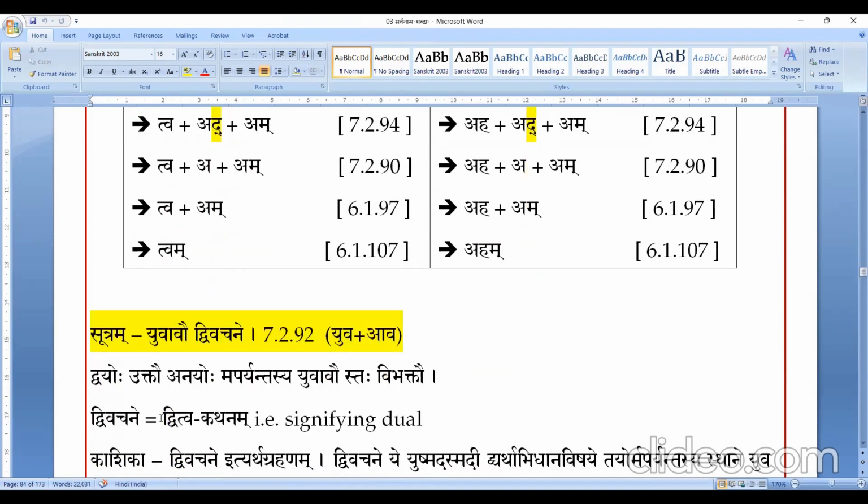Now, other Vibhakti and Vachana we'll see. Yuvavau Dvivachane. Dvayoho Uktau Anayoho Ma Paryantasya, Yushmad and Asmad will be replaced by Yuva and Ava respectively. 7:2:92. So Vibhakti comes as Anuvritti. You can see in the Sutrapatha.